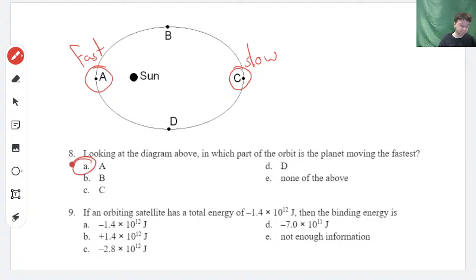And question 9. We have an orbiting satellite that has a total energy of some number, then the binding energy is. So I know in this chapter there were a lot of new terms, but remember the binding energy is the absolute value of your total energy. Right? It's how much energy would need to be added to bring your total energy to 0. Okay, so in that case, change that negative to a positive, and we get B. There's our answer.